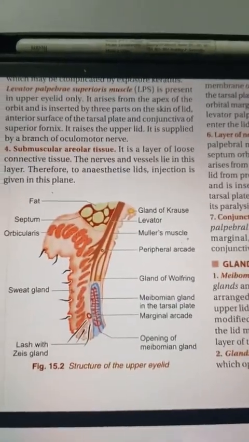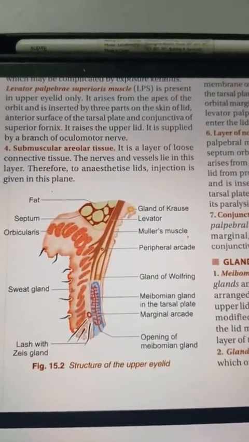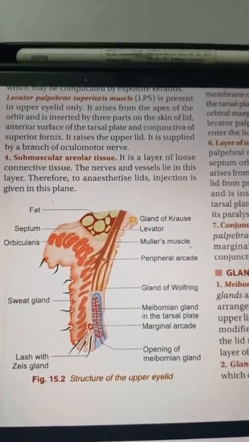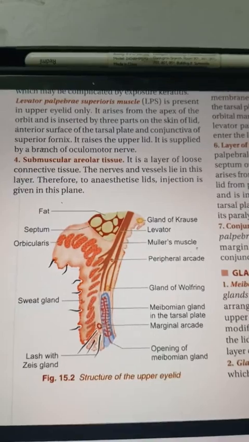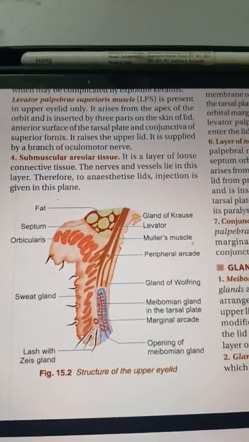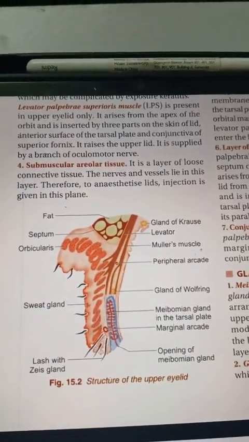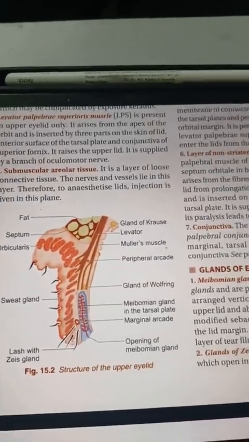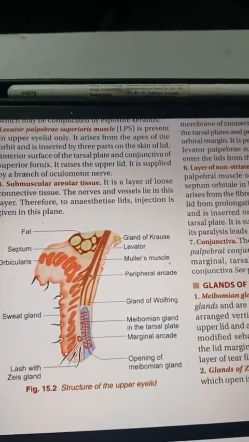So what is the significance of this orbicularis muscle? It closes the eyelid and is supplied by the zygomatic branch of the facial nerve. Therefore paralysis of the facial nerve causes lagophthalmos, which may be complicated by exposure keratitis. The next layer of muscle is the levator palpebrae superioris muscle, LPS muscle basically. Next is the submuscular areolar tissue. In this layer all the nerves and vessels lie, because of which this layer is considered the one to anesthetize the lids.